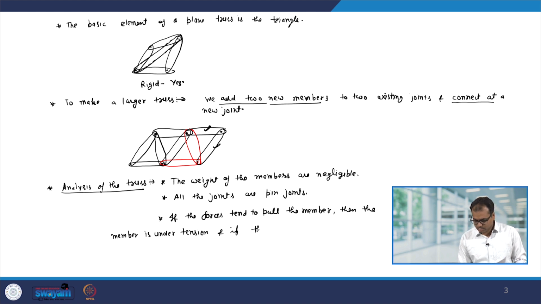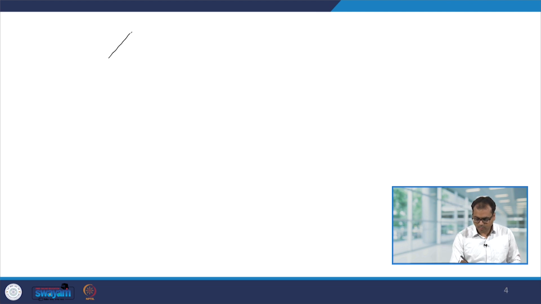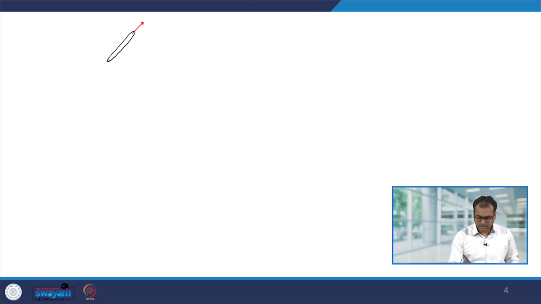and if the forces tend to push the member, then the member is under compression. For example, let us say this is one of the members and the forces that are acting on this member are, let us say, like that. In this case, this member is under tension.